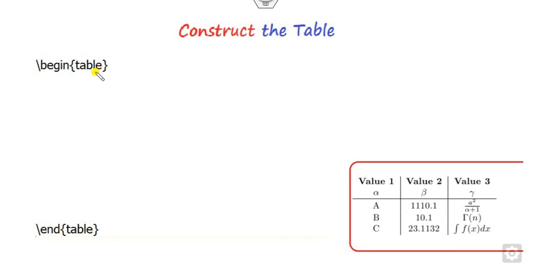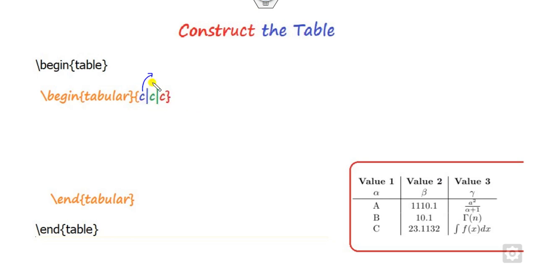All of you know that you have to start with begin table and end table. How many columns are there? You have to decide. Firstly, there are three columns, so you have to start with the begin tabular. If there are four columns, you have to write four C's. What is the meaning of this C?